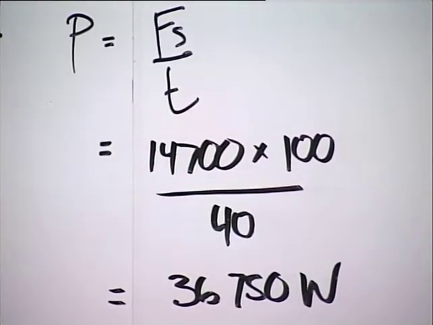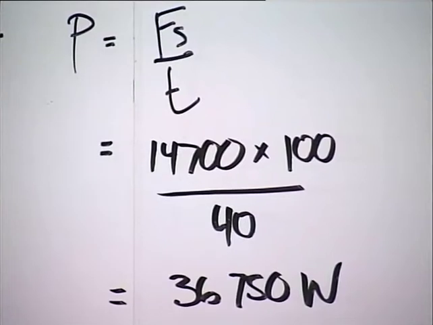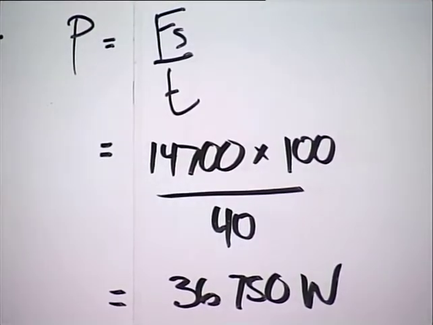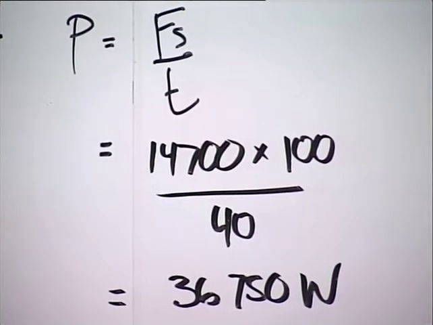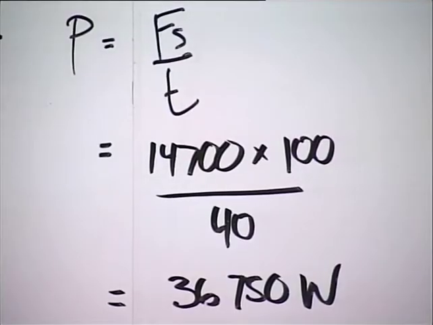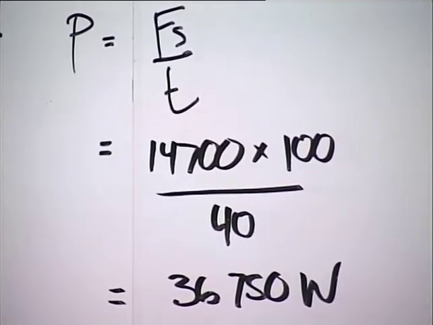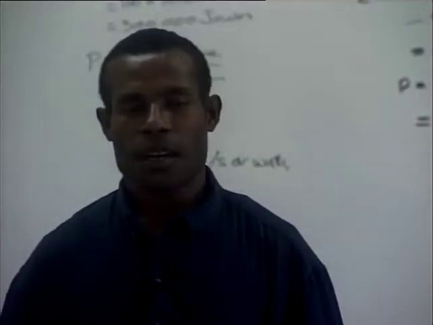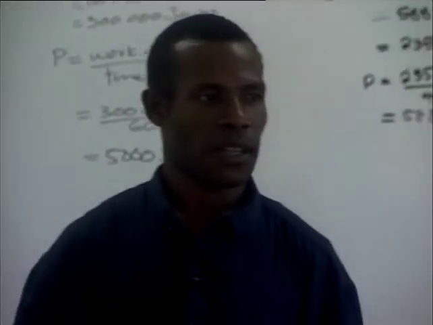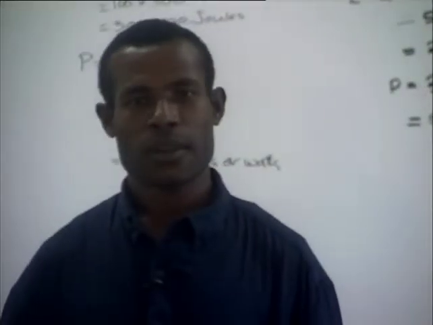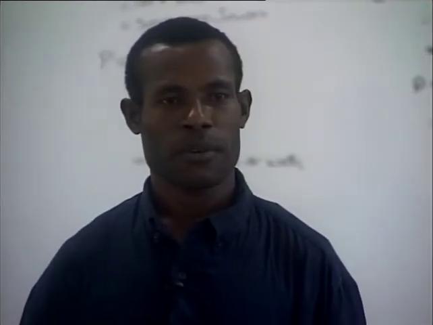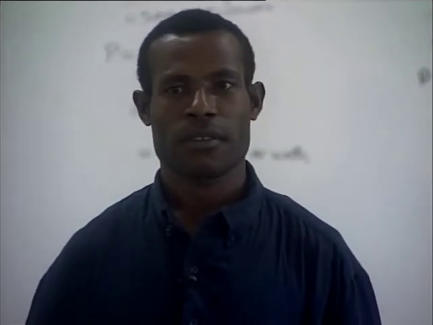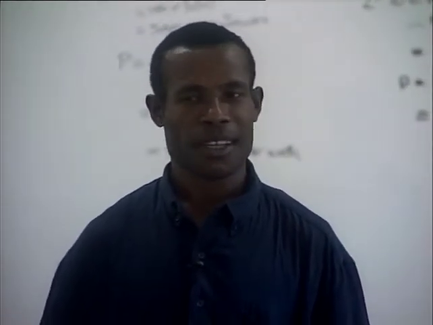All right, please go through and check your answers, which are on the board, as well as what is appearing on the screen. The answer will be 36,750 watts. All right, quickly, to recap and summarize what we have just gone through, power is the rate of change of energy, or you can say it is the work done over the time taken for that work to be done.